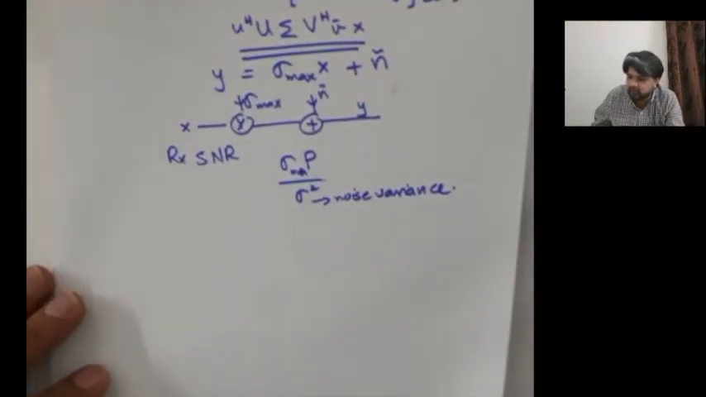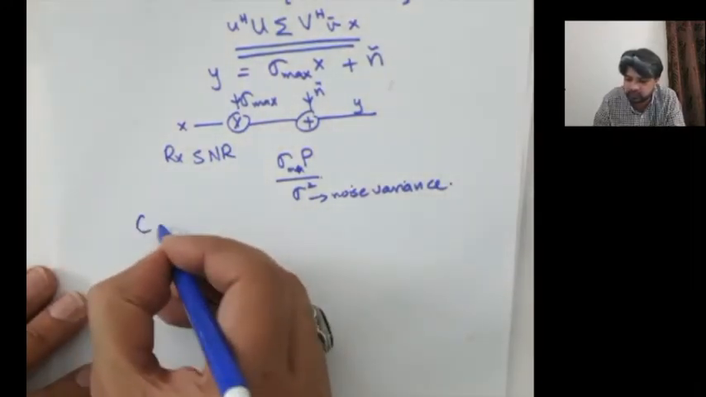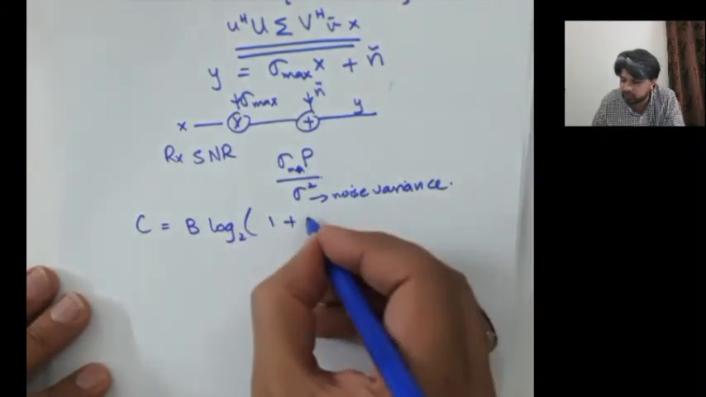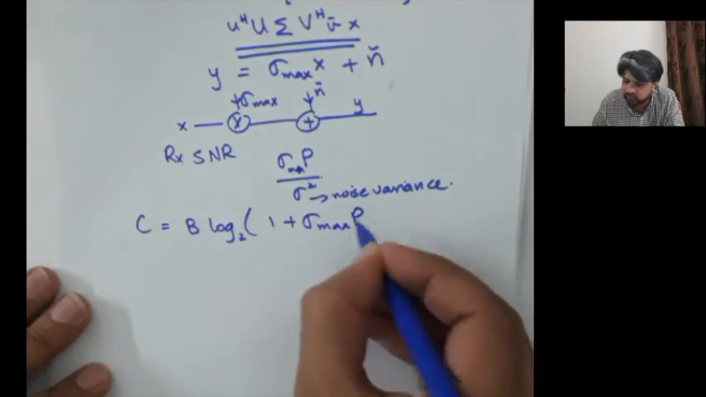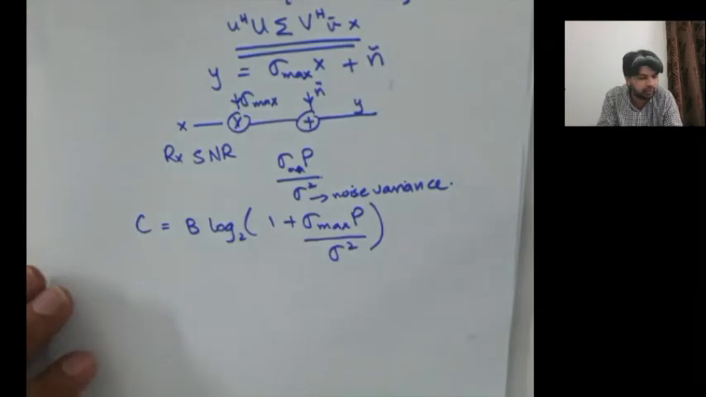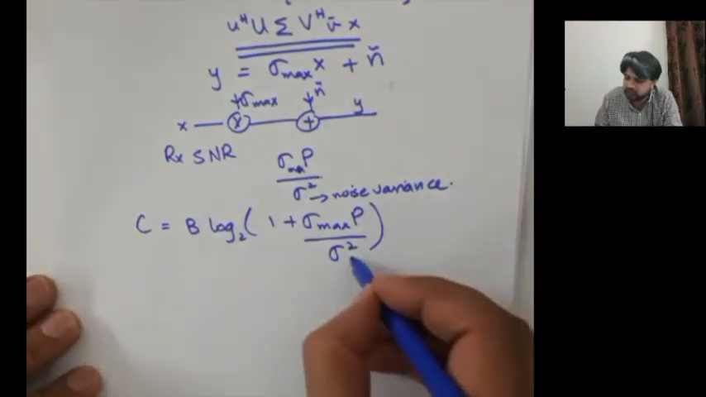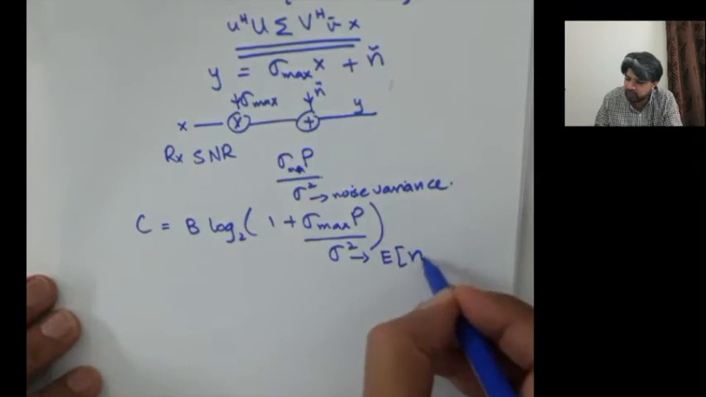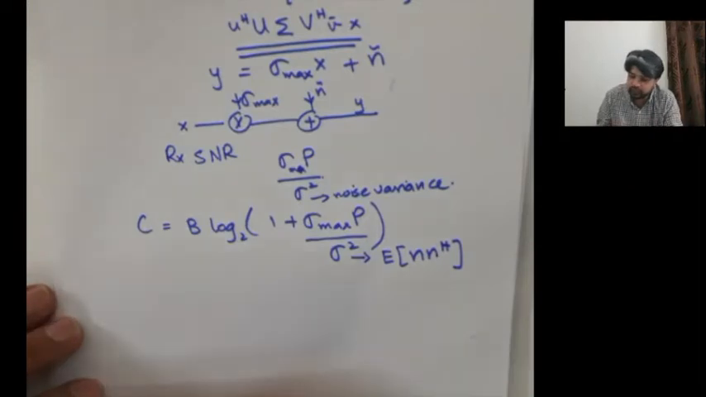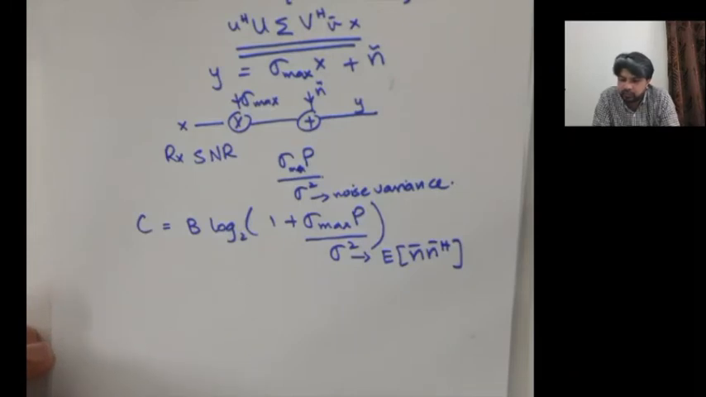And hence, if you want to say what is the capacity of this channel, if you compute the capacity, it would be simply B log base 2 of 1 plus signal to noise ratio, which is sigma max times your transmit signal power divided by sigma squared, which is your noise variance. So that is your capacity as well. This sigma squared is nothing but expected value of n times n Hermitian, if you recall. That is your, sorry, not transmit, this is noise covariance matrix. So that is the diversity gain that you can get.